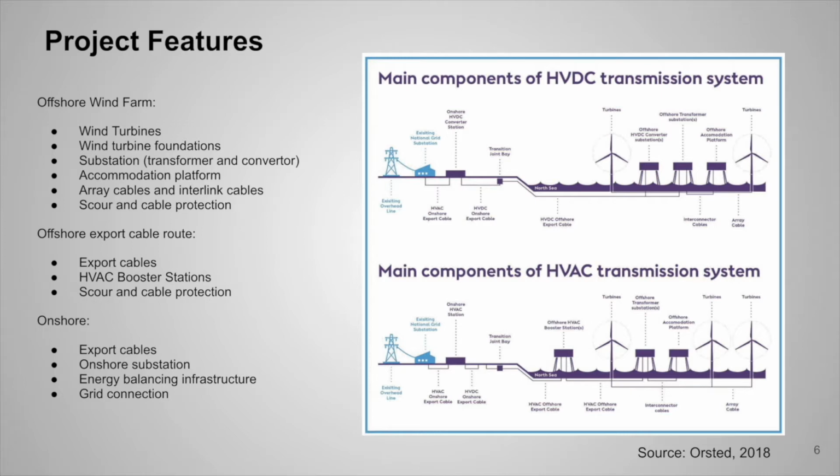The features will include an offshore wind farm that includes wind turbines, wind turbine foundations, substations, accommodation platforms, array cables and interlink cables, and cable protection. It also will include an offshore export cable route that includes export cables, the high voltage alternating current booster station, and cable protection. And also, it will include an onshore part that includes export cables, onshore substation, energy balancing infrastructure, and grid connection.